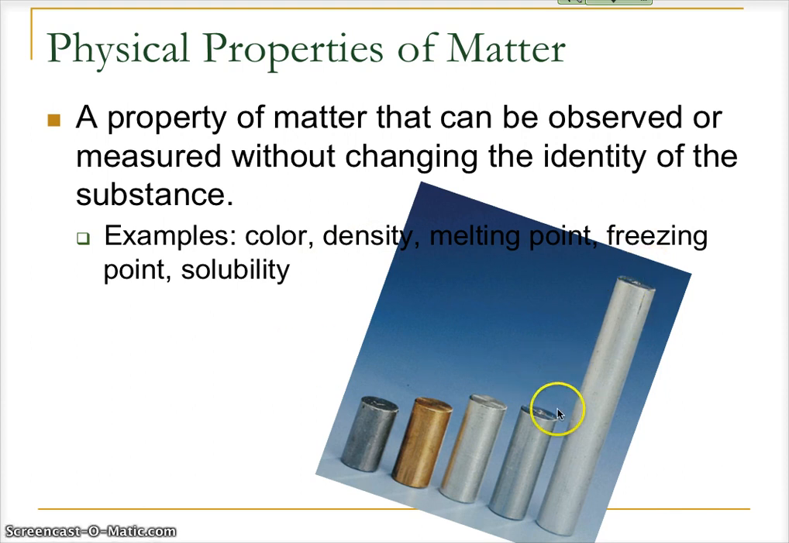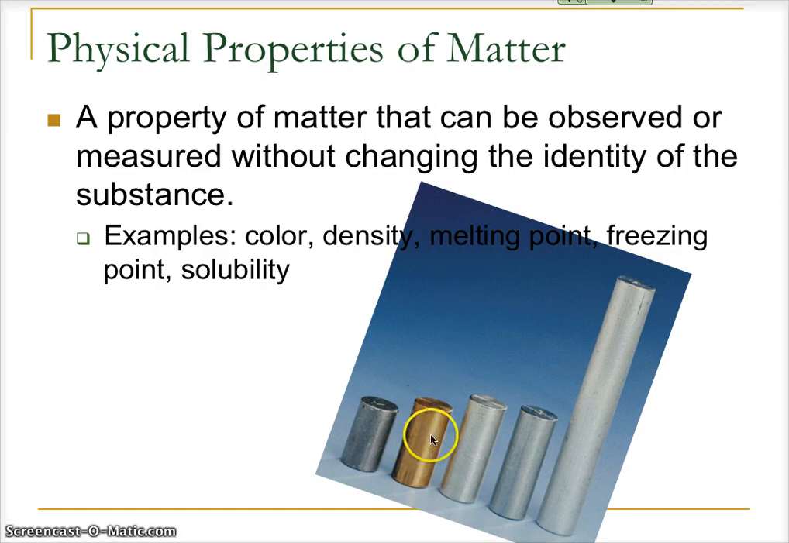So we can look at these pieces of metal here and we can observe some physical properties. Some of them have different colors. We don't change it by observing the color. We could measure its volume and its mass and calculate out its density. We don't change it by doing that. We could melt it. And that one can be confusing sometimes. You're like, but you're changing it.